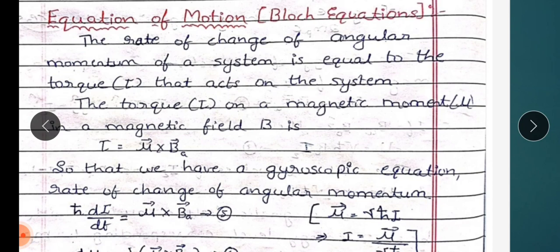Here these are phenomenological equations. The Bloch equations are phenomenological equations that were introduced by Felix Bloch in 1946. Sometimes they are known as the equation of motion of nuclear magnetization. They are analogous to the Maxwell-Bloch equations. These are all about the Bloch equation.